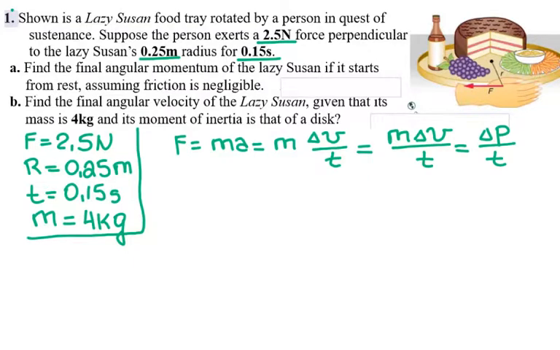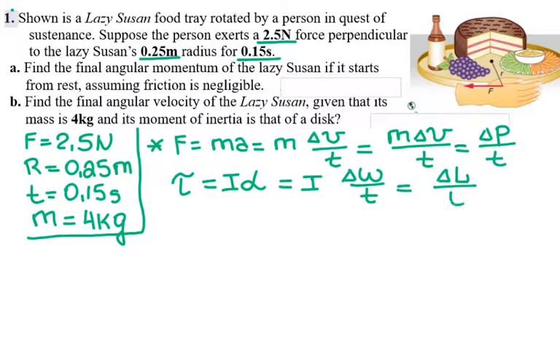I'm gonna use this trick. This is the linear expression, so force is equal to ma, and I simplify it until I find change of the momentum over the time. So I'm gonna use this trick for torque. So torque is the same as force, and instead of the mass, I have inertia times angular acceleration, and then I have inertia times change of the angular velocity over the time, so that is change of the angular momentum over the time.